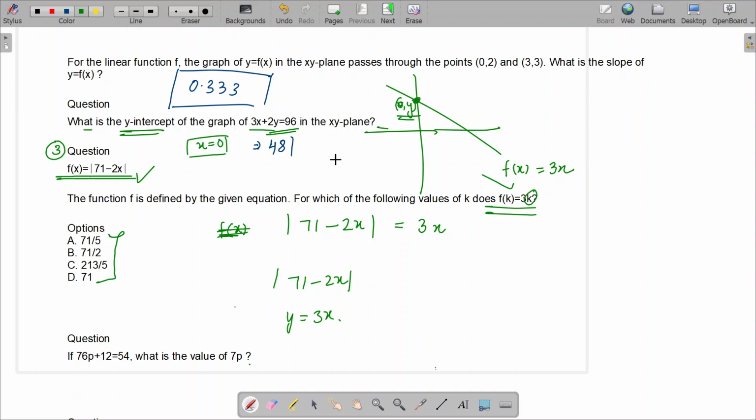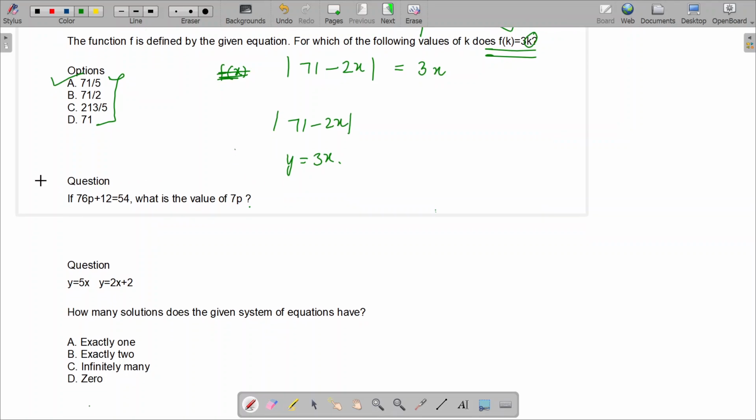Okay, 71 over 5 will be your answer. Coming to this question. Now this question you can do it manually. This will be your homework. Try to do it, and this is question number 4. Give me the answer of question number 4 in the comment section. If you are using Desmos for this, the only thing that you need to remember is replace this p. Instead of p, write x.